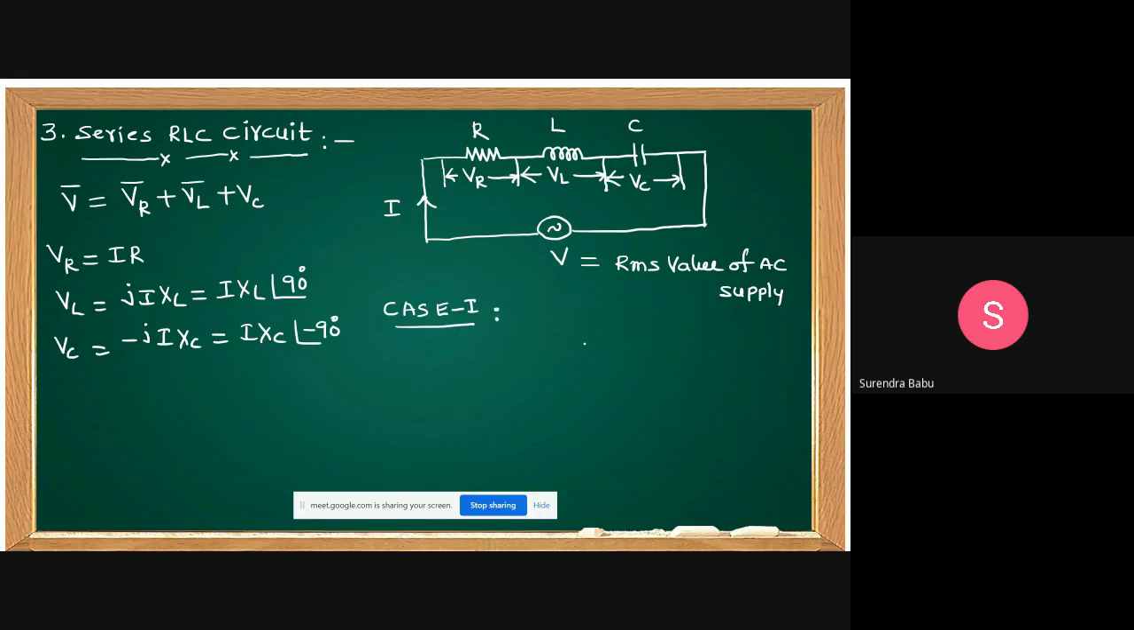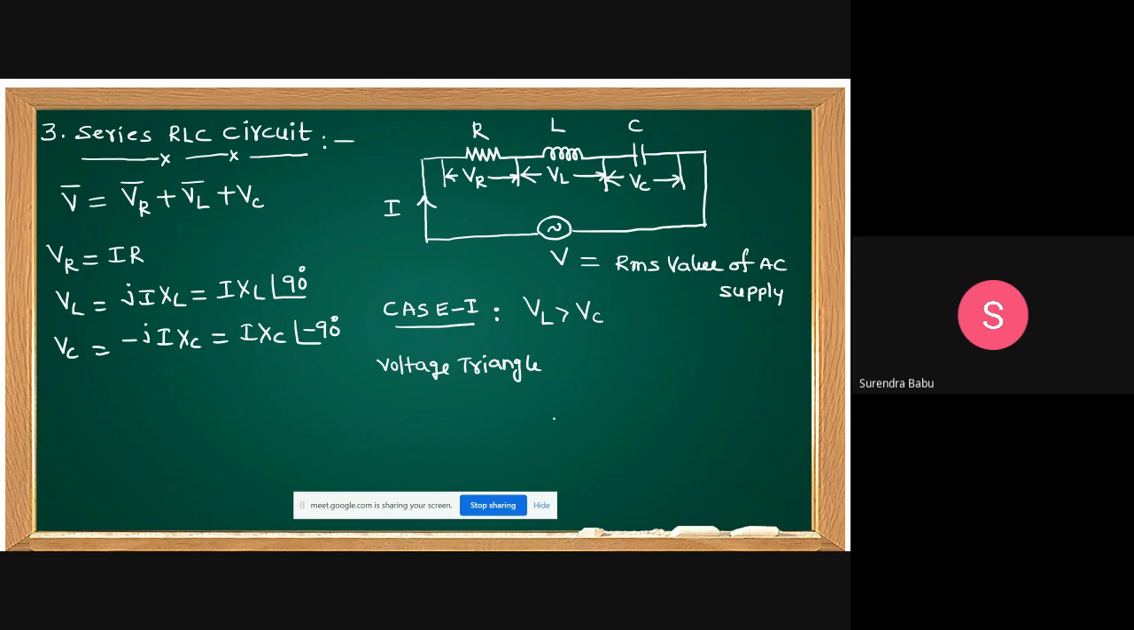Case one is if you assume that VL is greater than VC, or XL greater than XC. With that assumption, I am drawing the voltage triangle. Because it may be VL greater than VC or VC greater than VL, that's why first I'm taking the condition VL greater than VC. Yes, friends, it is also a series circuit.